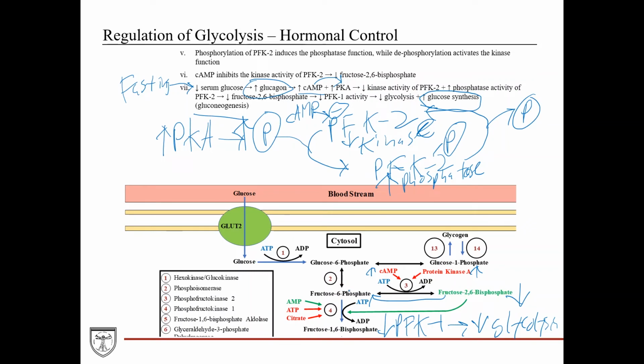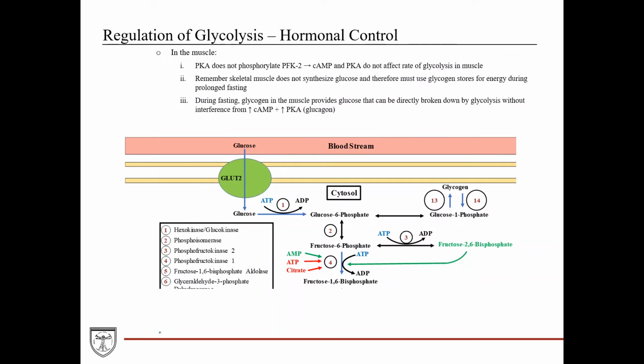All right, so in the muscle, there's a key distinction to make in terms of hormonal control of glycolysis. And that really is that protein kinase A does not phosphorylate PFK2. So cyclic AMP and protein kinase A do not affect the rate of glycolysis in the muscle. And you'll see why that's important in a second. So again, just to put some labels in here, PFK2 would be here, which would be producing fructose 2,6-bisphosphate when it's in the kinase form. When it's in the phosphatase form, it converts this back to fructose 6-phosphate. And then you have PFK1 here, which is again that committed rate limiting step for glycolysis.